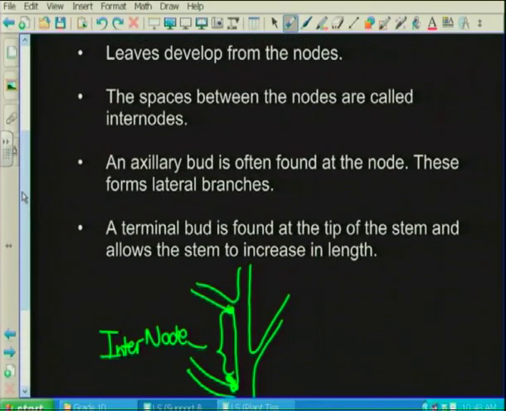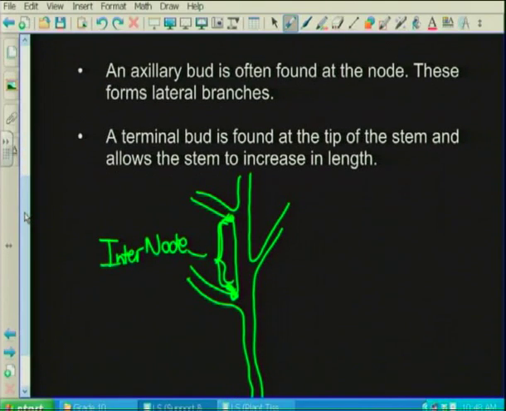So when I say leaves develop from nodes, so there you find your nodes. The spaces between the nodes are called your internode. So this is your space between the nodes, and this is called your internode. Then at the node, you will find an auxiliary bud. And the auxiliary bud is where the side branches are formed from.